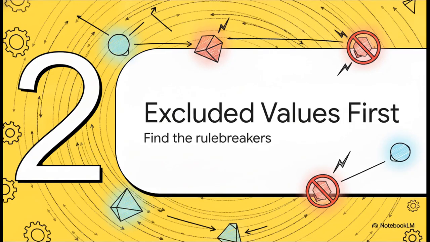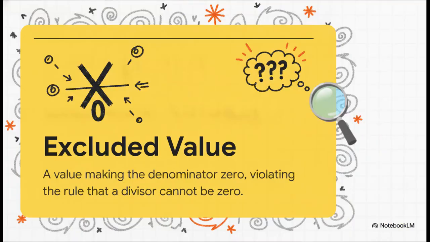Moving right along to Section 2, stating excluded values first. Find the rule breakers. Okay, before we even think about solving that equation we just built, we have to establish the unbreakable rules of our math universe. You know, in algebra, variables represent numbers, but sometimes a variable tries to hide a number that would literally break the fundamental laws of arithmetic.